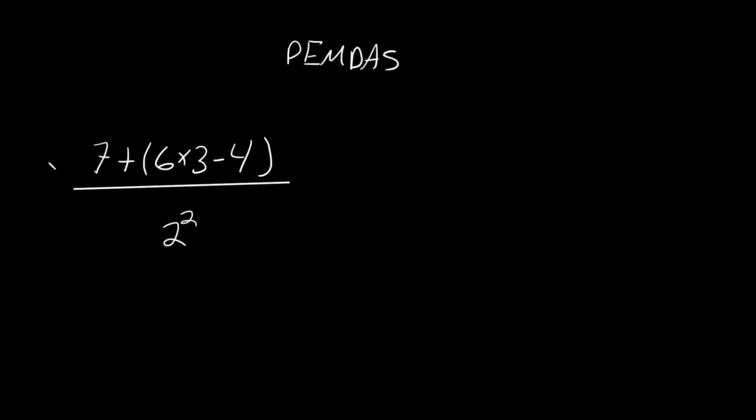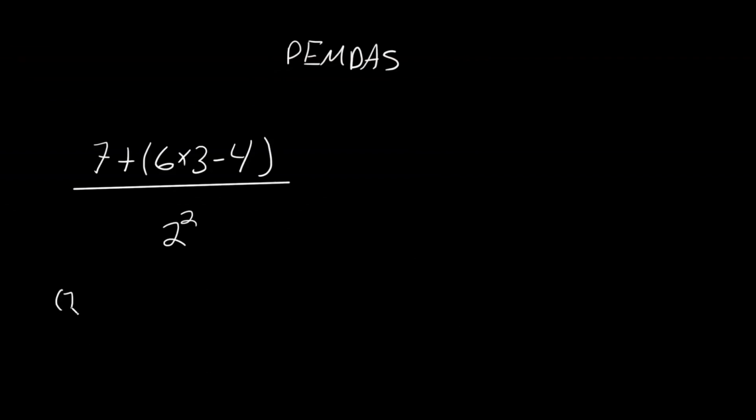Now we are given this expression. So we are given that 7 is being added to the expression 6 times 3 minus 4, and then all of this is being divided by 2 squared, or 2 to the power of 2. So let's remember exactly what a fraction means. This means that we're going to divide all of the numerator here by all of the denominator. So this is just going to be, and let's rewrite this with parentheses.